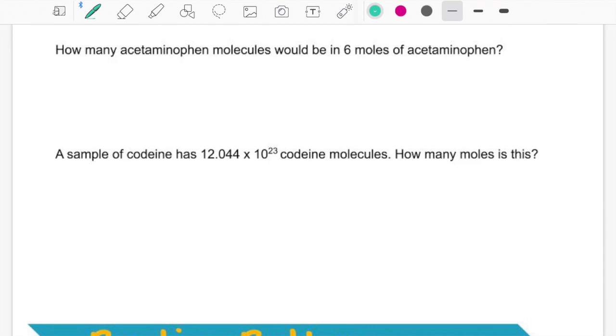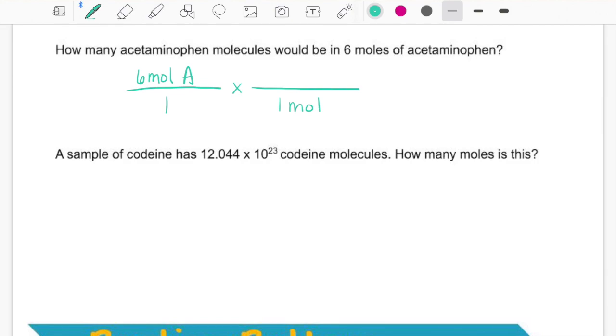So for the first one, how many acetylmorphin molecules would be in 6 moles of acetylmorphin? So first I'm going to start by writing out what we're starting with. So I have 6 moles of acetylmorphin, and I'm just going to put an A to shorten it. And then I always like to set it up this way where I put it over 1 so I know that it's in the numerator and not the denominator. Okay, and then remember whatever we're starting with, we want that to be in the denominator of our ratio. So we're going to have 1 mole on the bottom.